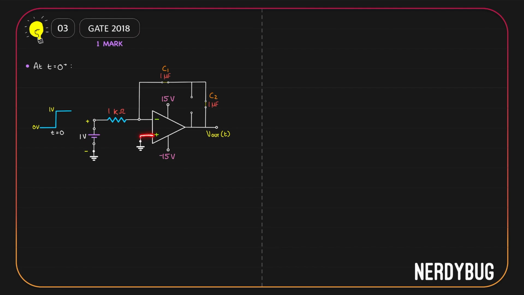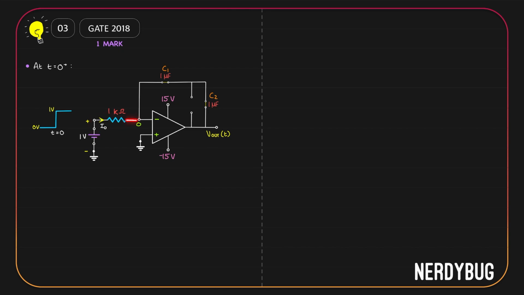The positive terminal is grounded. According to virtual ground concept, here also we'll get 0 volt. Now, if you take a look at the 1 kilo ohm, it has 0 potential on one end and 1 volt on the other end. So it will have a current flowing in this direction, which is equal to (1 minus 0) divided by 1 kilo ohm. Let me call it I naught.